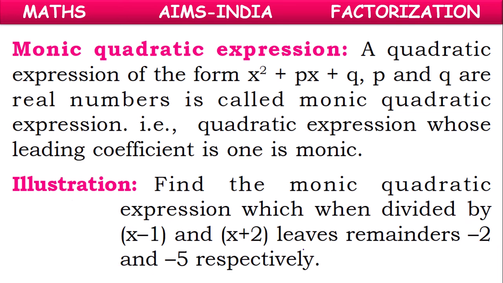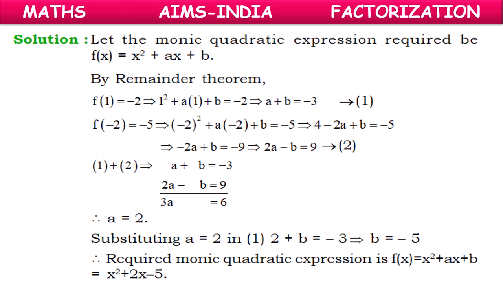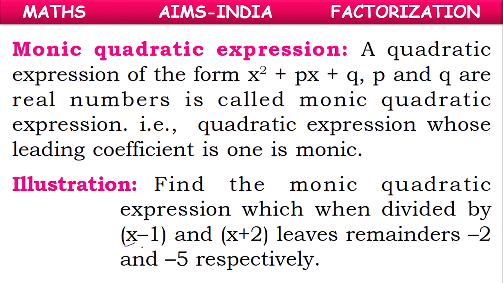So as per the remainder theorem that we have learned, suppose f of x is x square plus ax plus b, because it is a monic quadratic expression, the x square coefficient is 1, and the remaining terms may have other coefficients. So that's why we have taken its form as x square plus ax plus b. Let us assume it as f of x. If it is divided by x minus 1, remainder is minus 2.